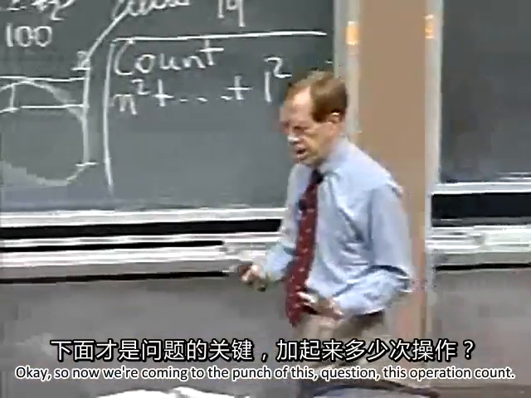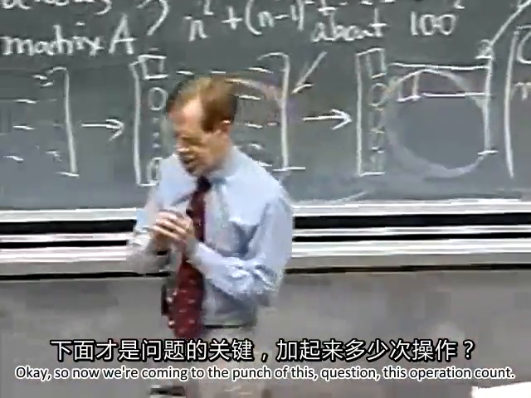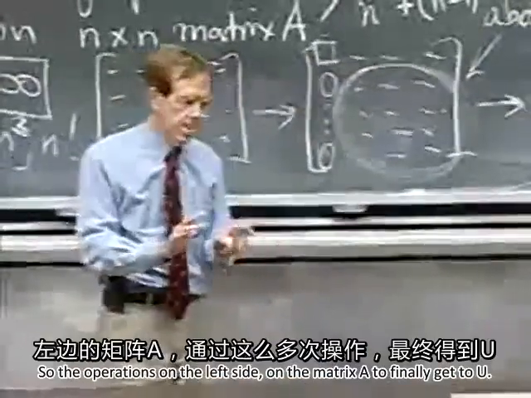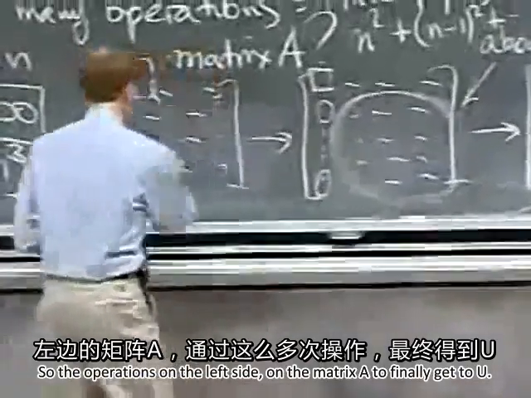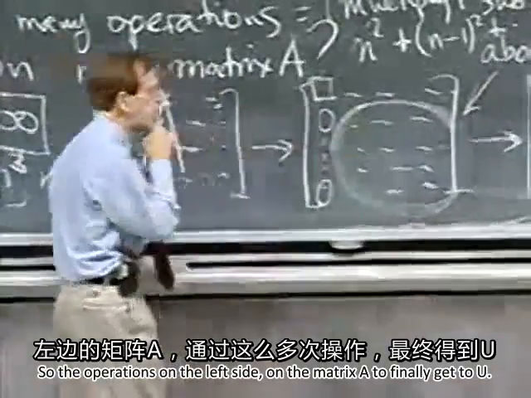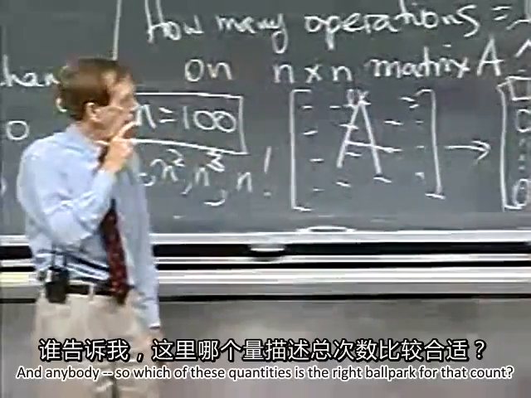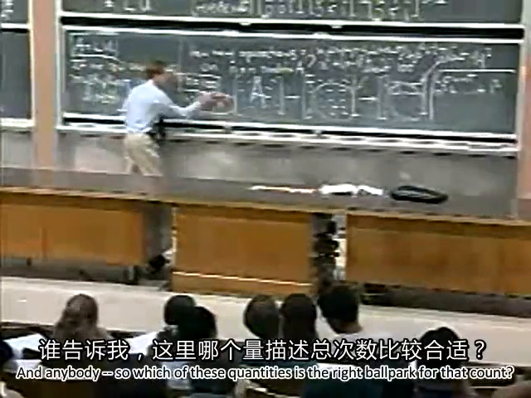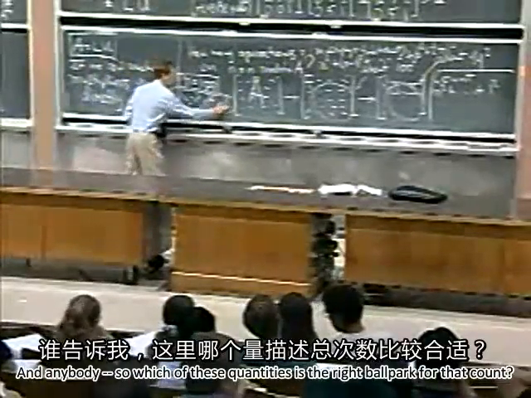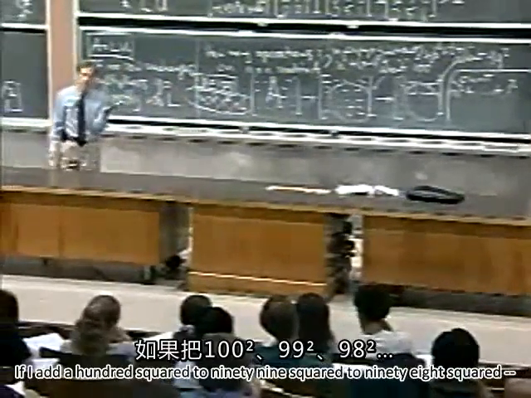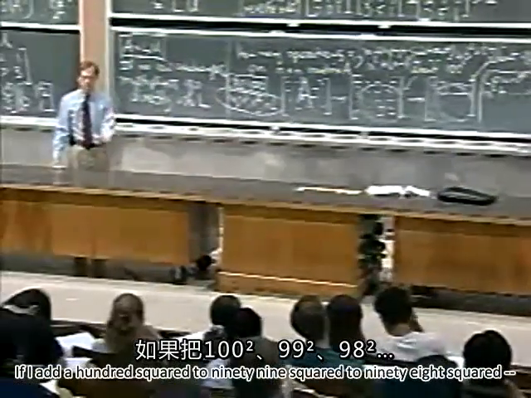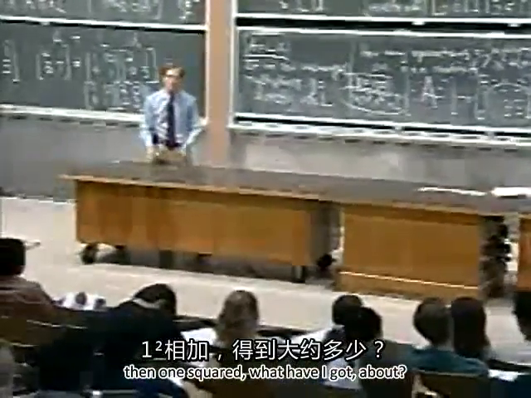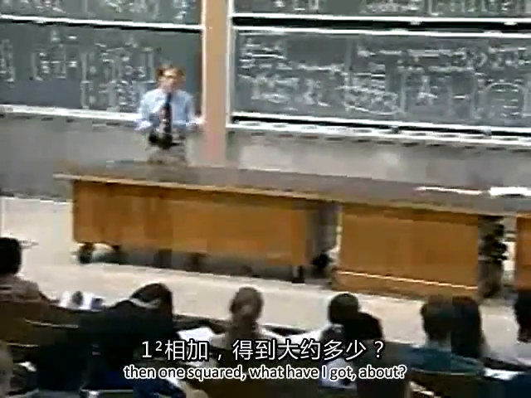Okay, so now we're coming to the punch of this question, this operation count. This is the operation on the left side, on the matrix A, to finally get to U. So which of these quantities is the right ballpark for that count? If I add 100 squared to 99 squared to 98 squared, 97 squared, all the way down to 2 squared and 1 squared, what have I got about?